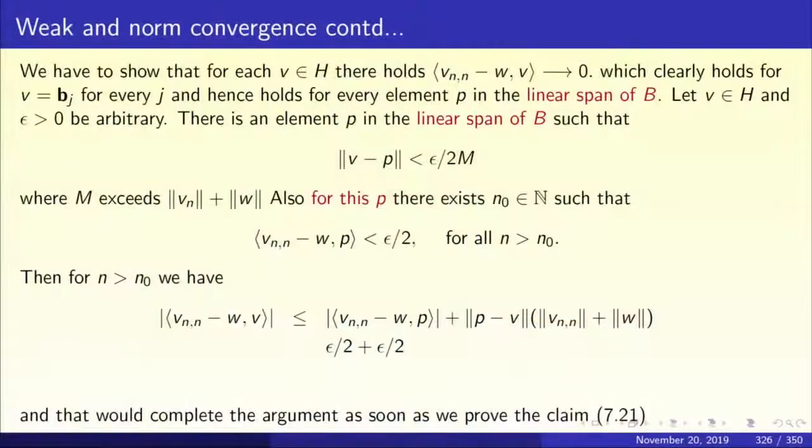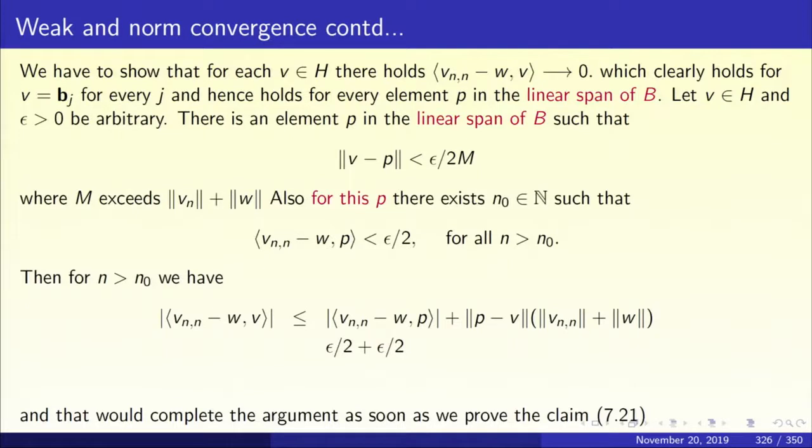Also for this P, there exists an n naught such that the inner product of Vnn minus W with P is less than epsilon by 2 for all n greater than n naught, because we know the convergence to 0 for this particular P. So for n bigger than n naught, we add and subtract a P. So the inner product of Vnn minus W with V, adding and subtracting P, gives the inner product of Vnn minus W with P plus the inner product of Vnn minus W with V minus P. For the second part, use the Cauchy-Schwarz inequality.